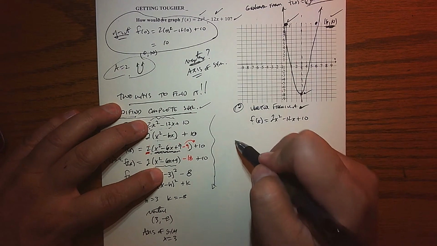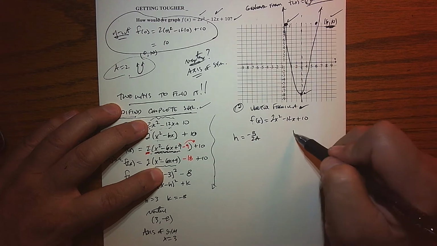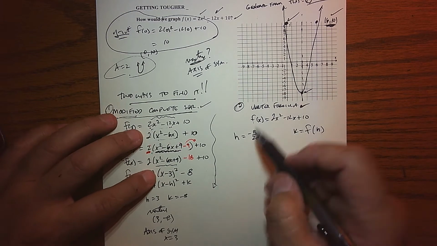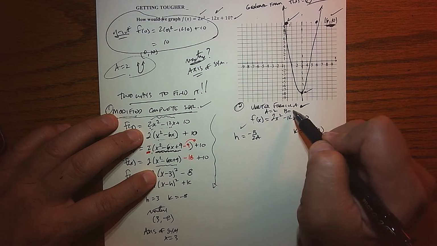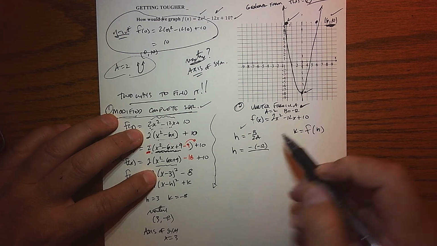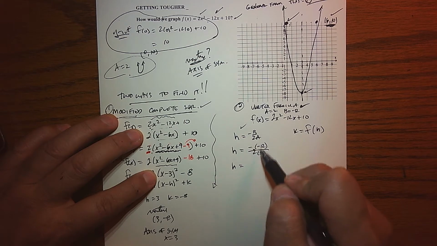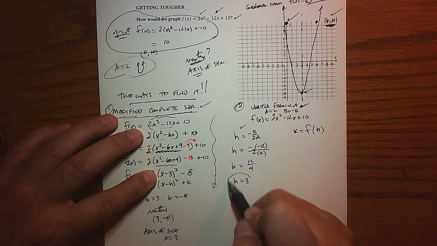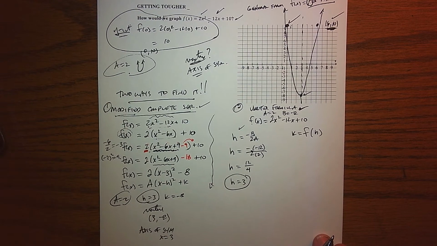But to find the vertex, we've just found out that h is negative b over 2a, and k is the function value at that h value we find. So it's all about finding our h. Well, in this case, a is 2, b is negative 12. So when I plug that information in here, doing the math, the opposite of negative 12 is 12, 2 times 2 is 4, and we find out that h is equal to 3. No surprise, because that's what we found using the ground and pound modified completing the square.